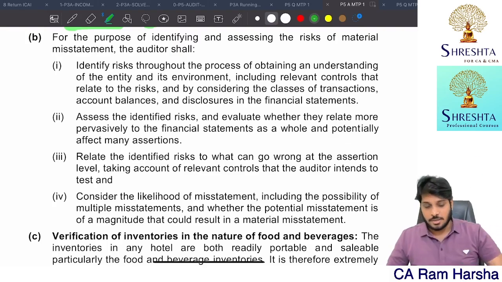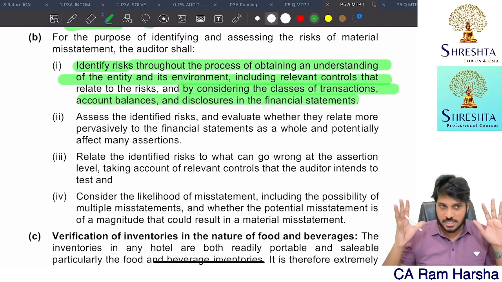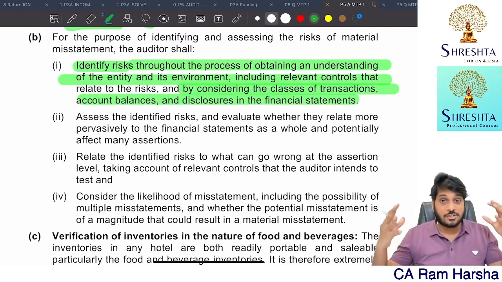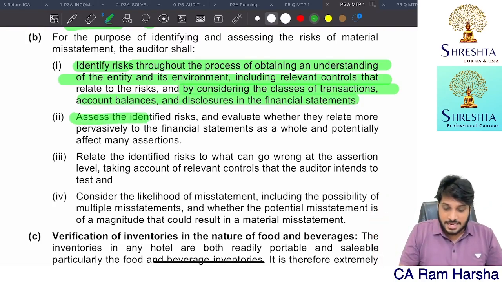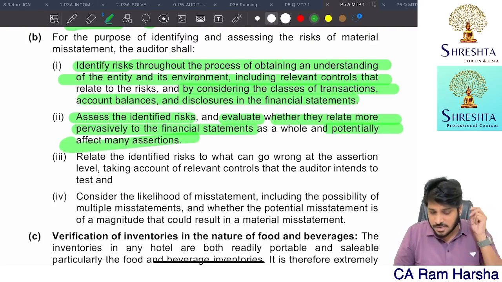There is a theory. We should identify risks through the process of obtaining understanding, including controls, by considering the class of transactions and all that. So for each class of transaction, each class of balances, each class of disclosure, we should identify what kinds of risks were there. Assess the identified risk and evaluate whether they are related to financial statements pervasively as a whole and potentially affecting many. Are there any financial statement level risks?